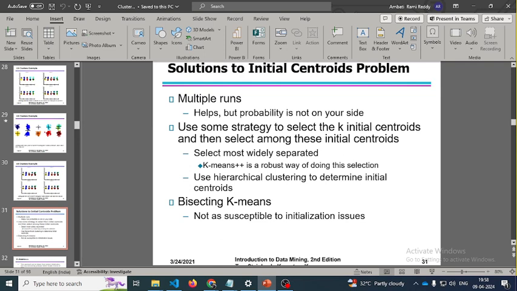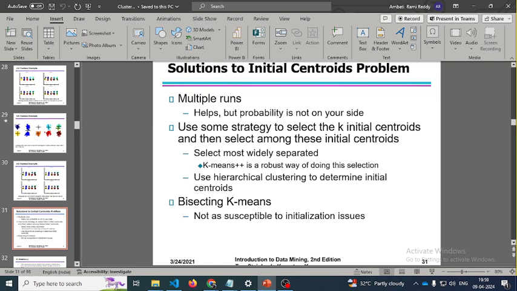What is the biggest problem or limitation in k-means clustering? The first limitation is that choosing the initial centroid is one problem. You don't know how to choose that initial centroid, because all your k-means clustering is going to depend on the initial centroid value. So here we have that kind of limitation. That's why there is another strategy we can come up with to avoid that particular problem. That is k-means plus plus. It is a kind of robust way of selecting the initial centroid.